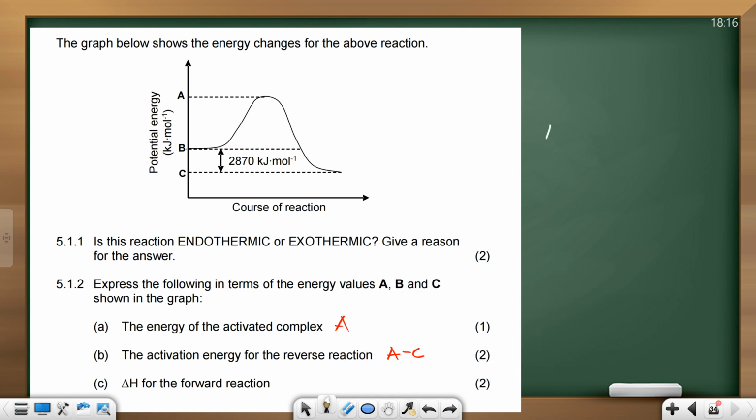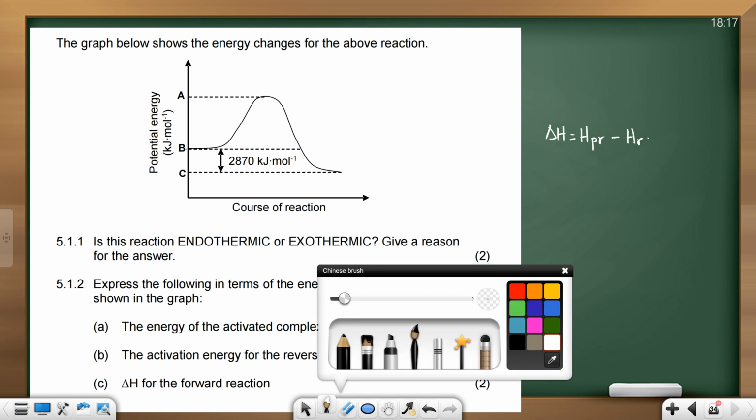Remember your delta H is always what? H product minus H reactants. What is the product? C. So it's C minus B.